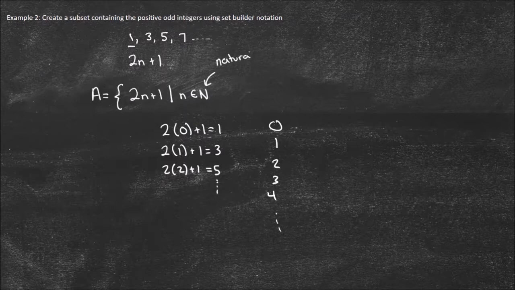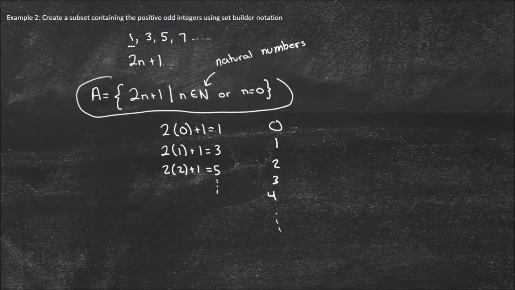But there's one problem with the natural numbers. They do not include 0. So n is an element of N, or n equals 0. And that includes the whole set. So n can be a natural number, or n can be 0. And if either of those two things happen, then I can include it in the set. And that's what gives me this new set here, the set of positive odd integers using set builder notation. So hopefully that makes sense.